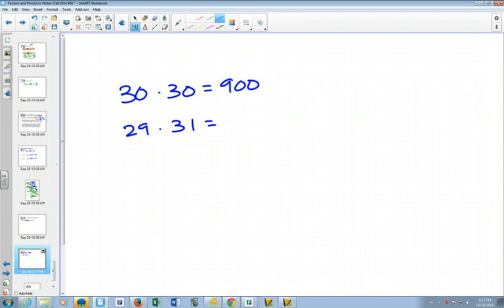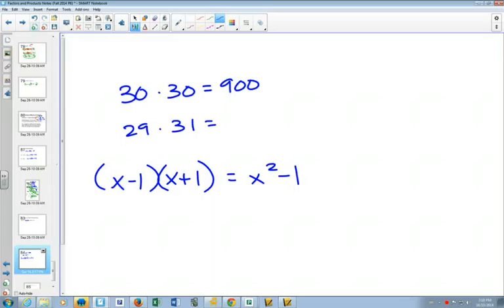Okay. Good. Now, what have we done here? What I've done is I've added 1 and I've subtracted 1. That's all I did. What do I know about x plus 1 and x minus 1? It's a difference of squares. Difference of squares is equal to x squared minus 1. What's my x here? My x is 30. You just told me what 30 squared was. 30 squared is 900. This is 1 less. It's 899. That's using difference of squares to do some mental math.